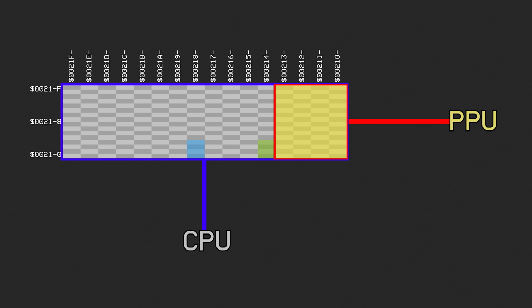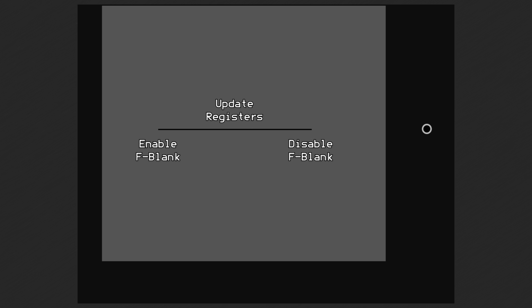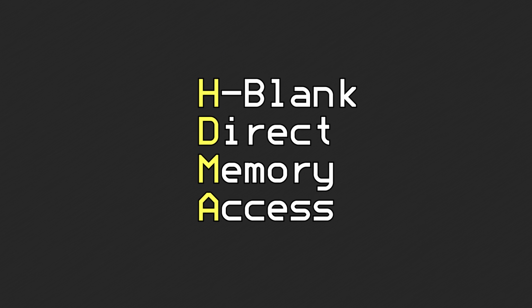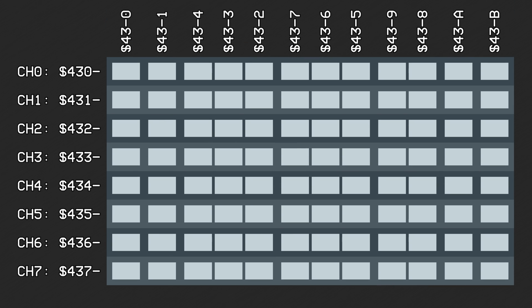As shown in the previous video, enabling forced blanking in the middle of rendering can lead to a black streak across the screen, and trying to time this maneuver to occur exactly during H blank can be difficult. Luckily, there is an easy way to do this, and it is called H blank direct memory access, or HDMA for short. HDMA and DMA both use the same 8 transfer channels, so they can't use the same channel at the same time.